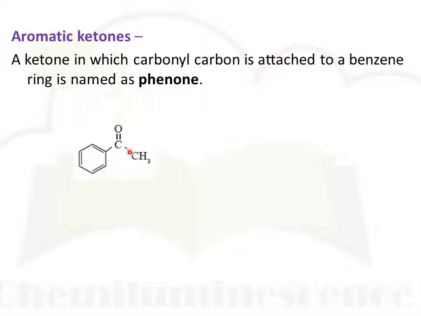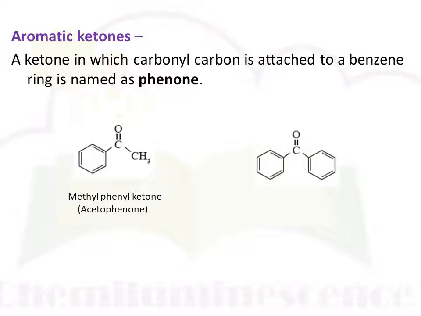For writing the name of this aromatic ketone, the two groups which are bonded to the carbonyl carbon, one is a methyl group, another one is a benzene which is called phenyl in IUPAC. Hence the name is methyl phenyl ketone, and the other name is acetophenone because this part is considered as the aceto part and this part is named as the phenone. Hence the second name of this compound is acetophenone.